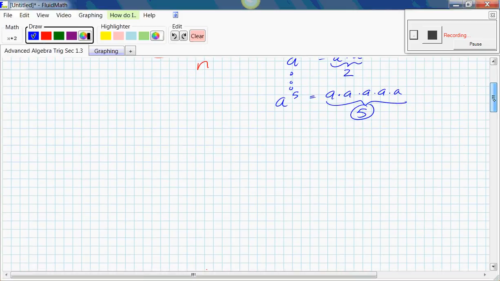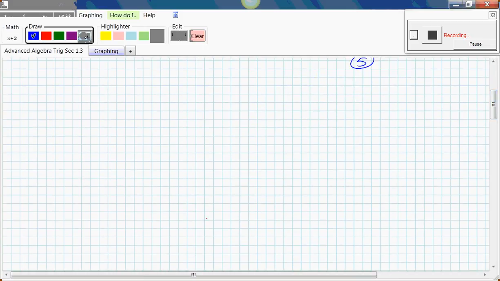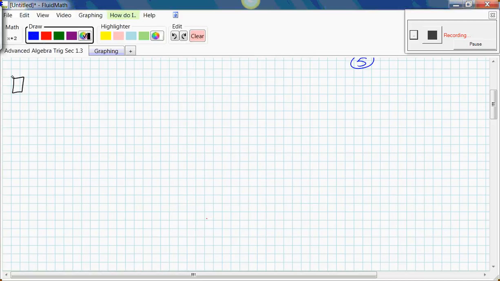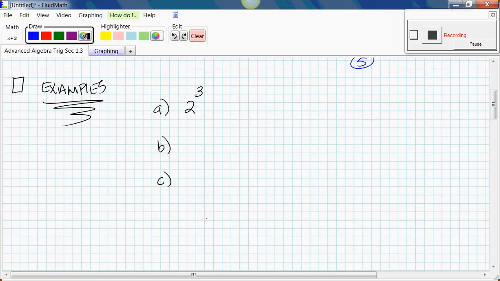So let's move on to the second box now. Let's take some examples: example A, example B, and example C. I've got 3 examples here for you. The first one, we're going to evaluate 2 to the 3rd. The second one is going to be 5 squared, and the third one is going to be negative 2 to the 4th.